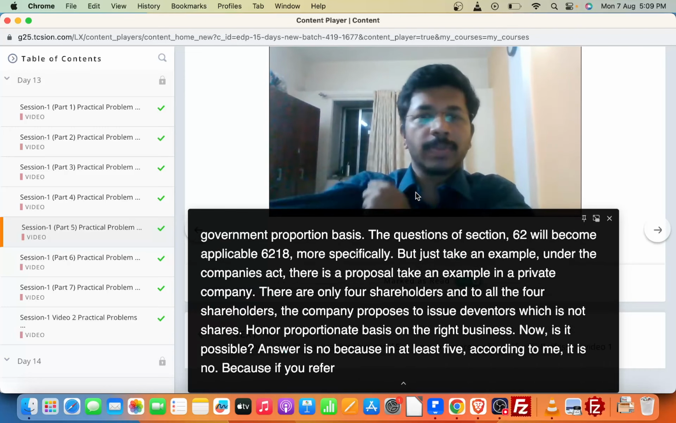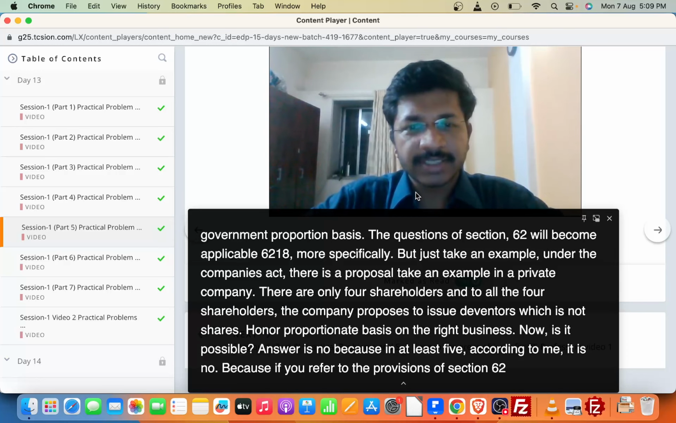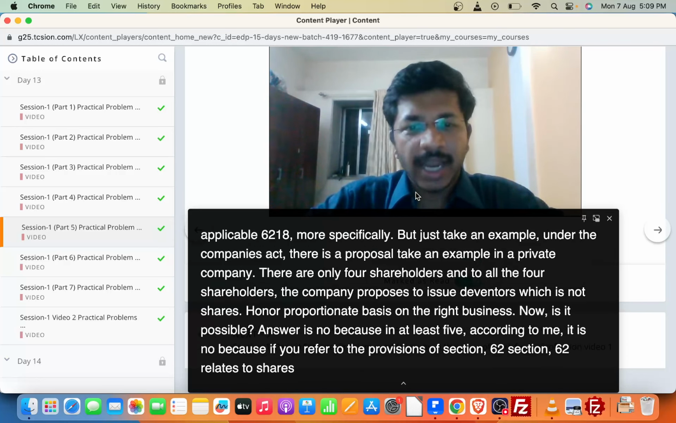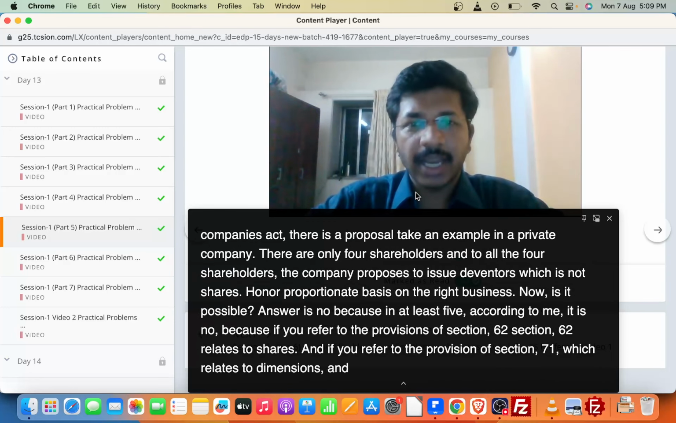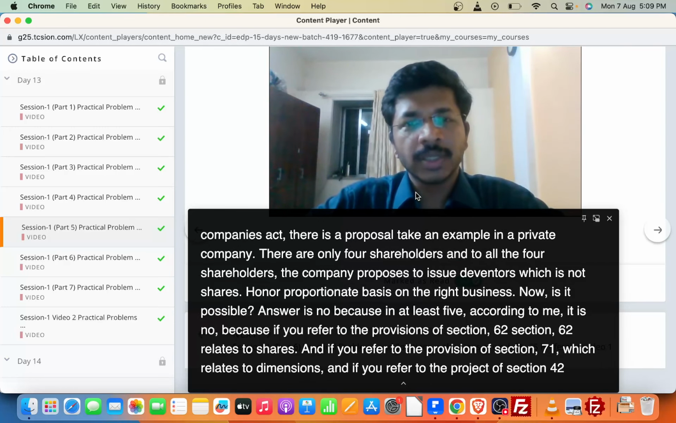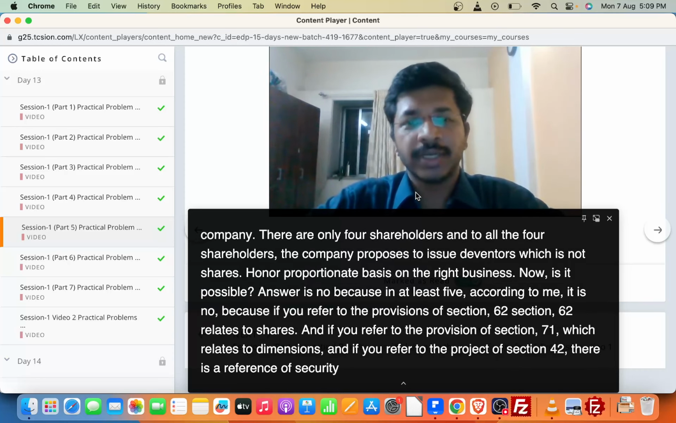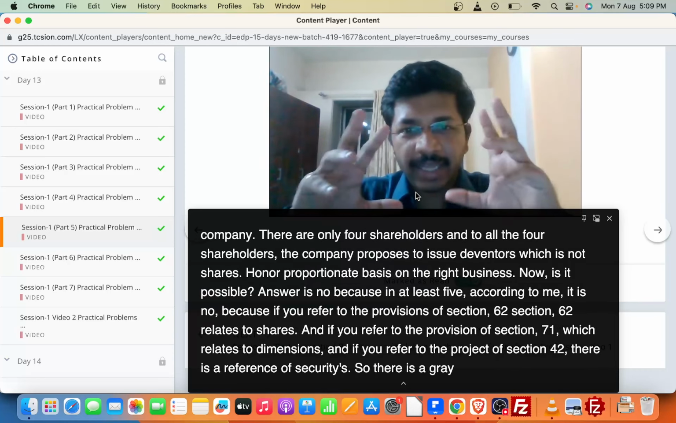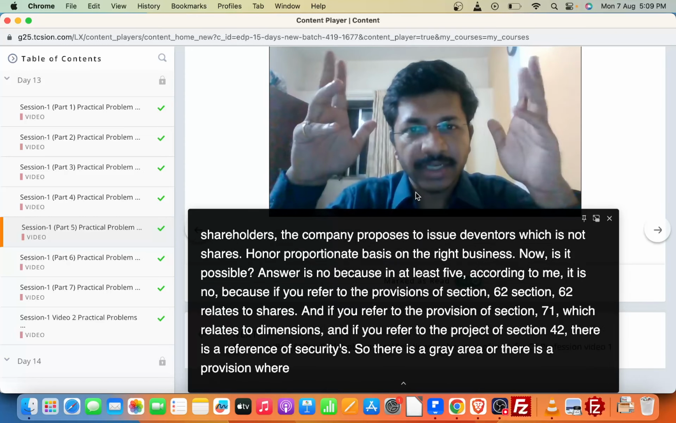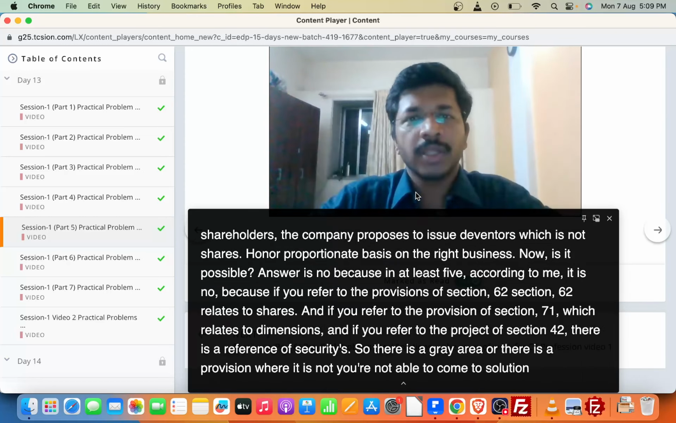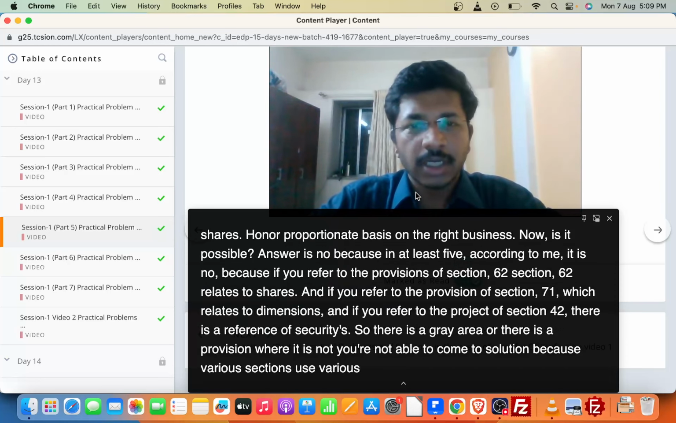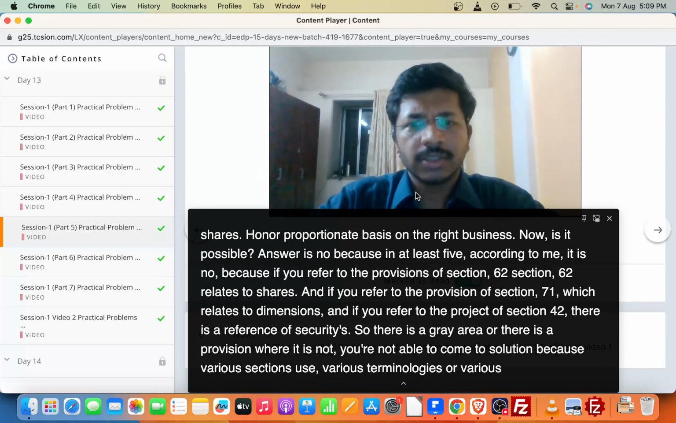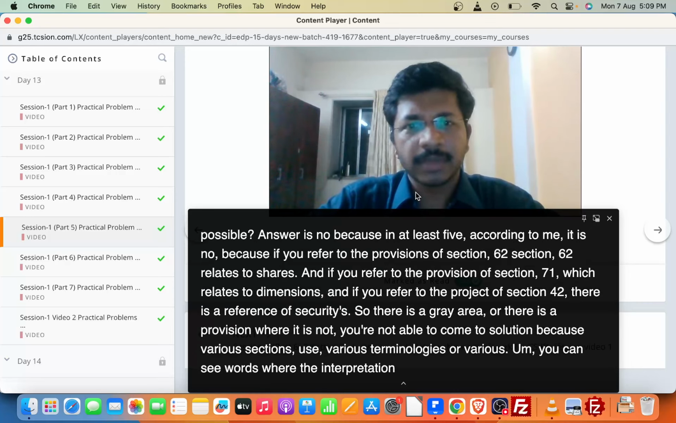Because if you refer to the provisions of section 62, section 62 relates to shares. And if you refer to the provisions of section 71, which relates to debentures, and if you refer to the provisions of section 42, there is a reference of securities. So there is a gray area, where you are not able to come to a solution, because various sections use various terminologies or words where the interpretation becomes difficult.